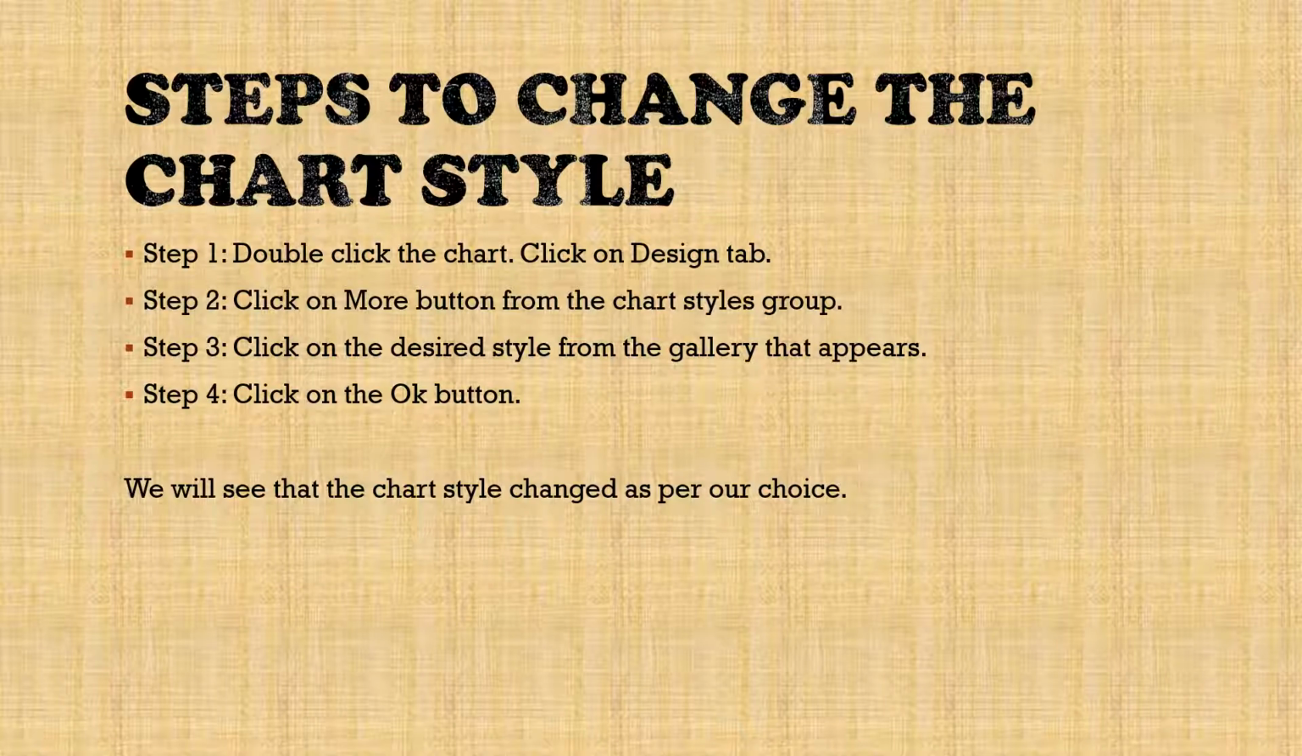Now we will see how to change the chart style. For that again we have to double click the chart and go to Design tab. There from the Chart Styles group you have to click on the More button. Once you click on the More button, it will give you many styles. From those styles you can select the style which you want and then finally click on the OK button. And then you can see that the style has changed as per your choice.